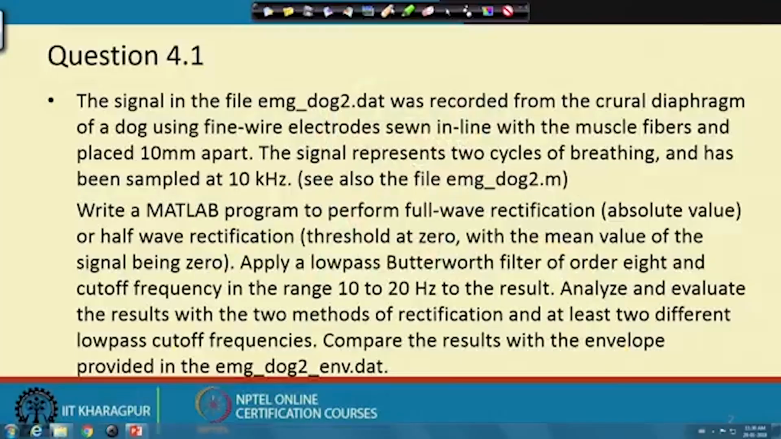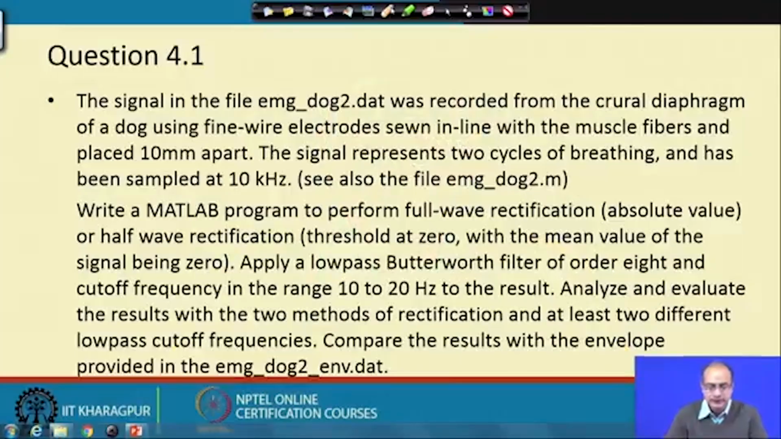So, now we are starting tutorial 4 with assignment 1. Here we are provided with the signal EMG_doc2.dat. It is taken from the crural diaphragm of a dog. Crural diaphragm means it is near the leg.